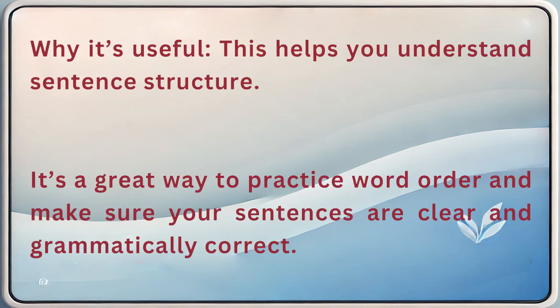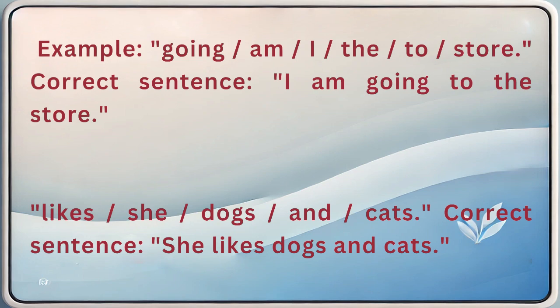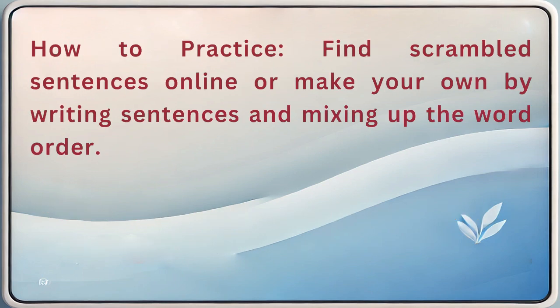2. Rearrange the sentence. Why it's useful. This helps you understand sentence structure. It's a great way to practice word order and make sure your sentences are clear and grammatically correct. Example: going, am, I, to store. Correct sentence: I am going to the store. Likes, she, dogs, and, cats. Correct sentence: she likes dogs and cats.